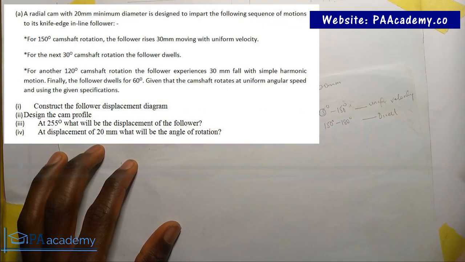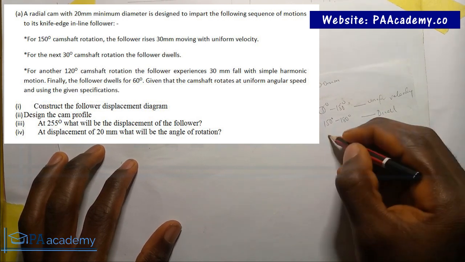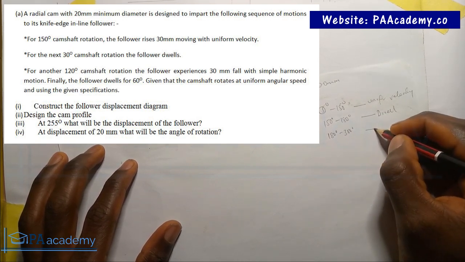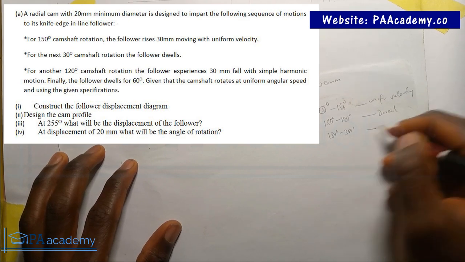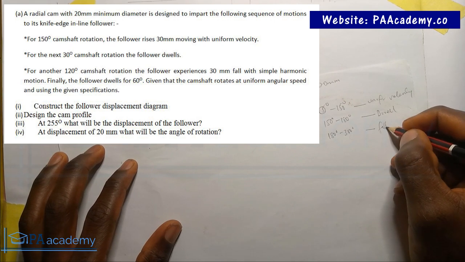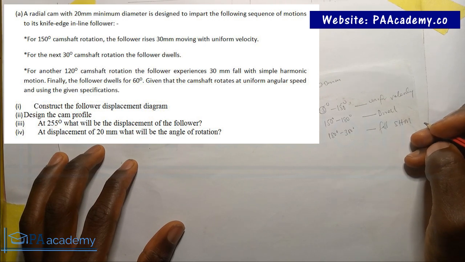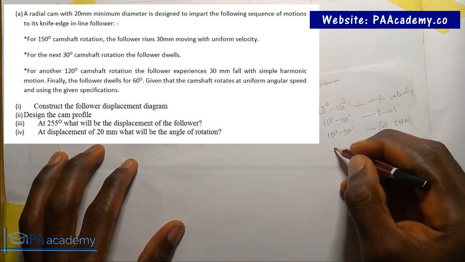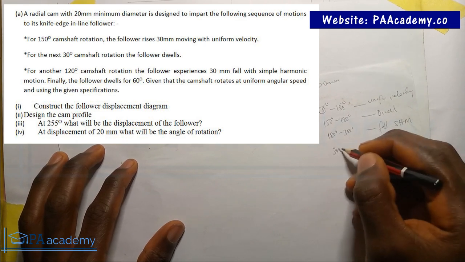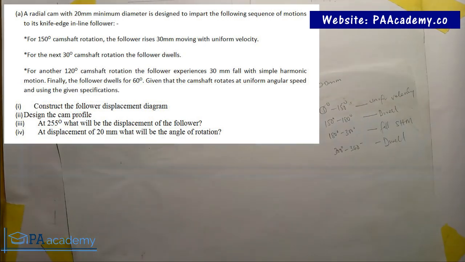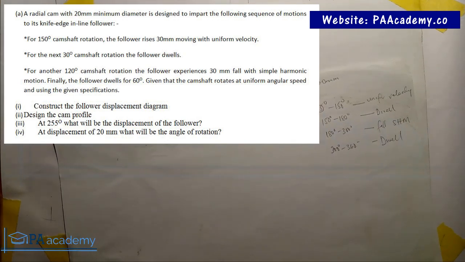So these are some of the pieces of information we actually need. And then for another 120 degrees, that is from 180 degrees to 300 degrees, the follower experiences a 30 mm fall, with simple harmonic motion. And then finally the follower dwells for the remaining 60 degrees, from 300 degrees to 360 degrees. So basically this is the information given, and this is the information we need to draw the CAM displacement diagram and also the CAM profile diagram.